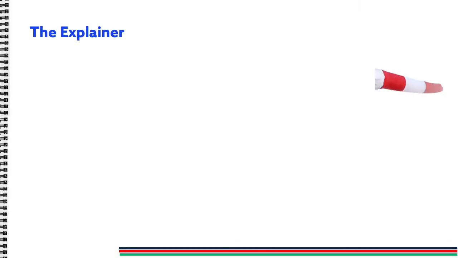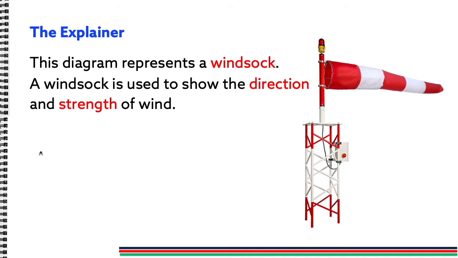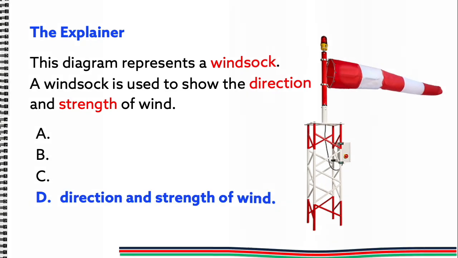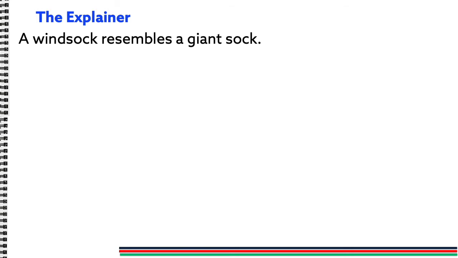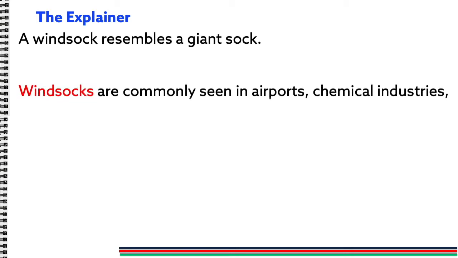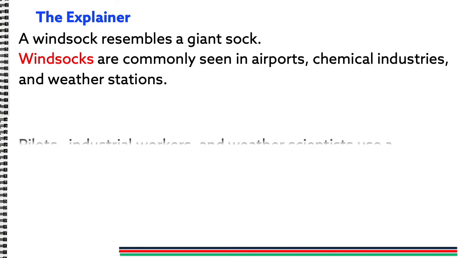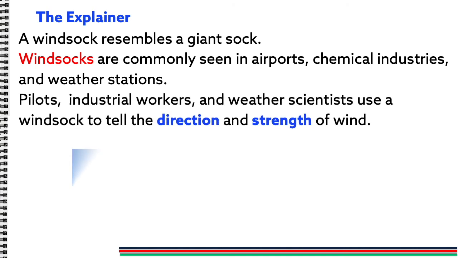And here is the explainer. The diagram represents a windsock. A windsock is used to show the direction and strength of wind. A windsock resembles a giant sock. Windsocks are commonly seen in airports, chemical industries, and weather stations. Pilots, industrial workers, and weather scientists use a windsock to tell the direction and strength of wind.